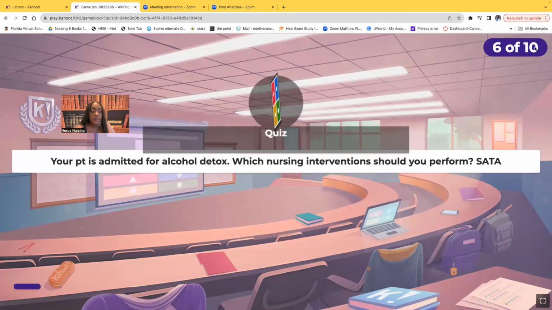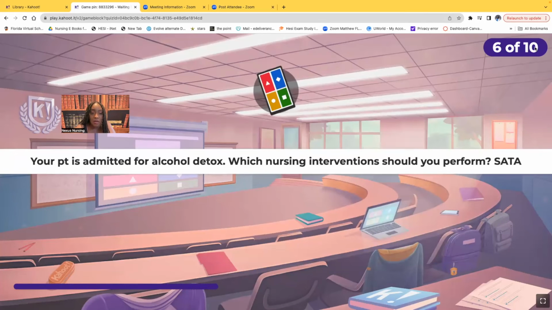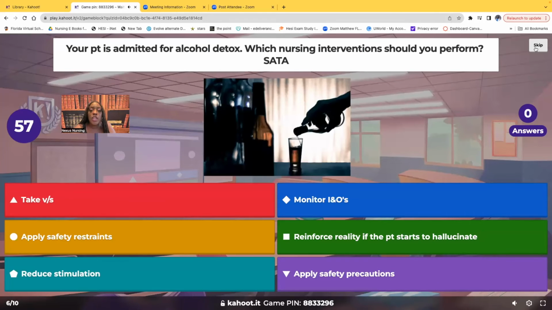Select all that apply. Your patient's admitted for alcohol detoxification. Detoxification or detox? You know what I mean, detox. Anyway, which nursing intervention should you perform? Select all that apply. Here are your choices: take vital signs, monitor INOs, apply safety restraints, reinforce reality if the patient starts to hallucinate, reduce stimulation, apply safety precautions. What are you going to do?